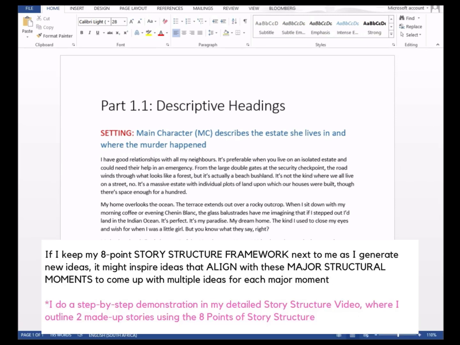And if I keep my 8-point story structure framework next to me as I generate new ideas for my story, I might feel inspired to come up with more ideas that actually align with each of these structural points, so that by the end of phase 1, I'll have multiple ideas for each of these major story moments. I do a step-by-step demonstration in my detailed story structure video.